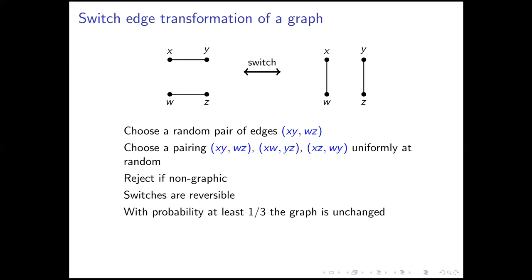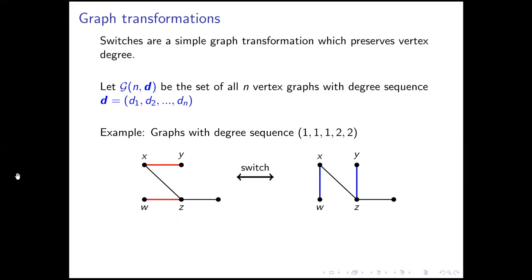If the thing we get at the end is not a graph, if it has loops or multiple edges, then we reject the move. The thing to note is firstly that switches are reversible, because if we can switch from left to right, we can switch from right to left at the next move. And with probability at least a third, the graph is unchanged, because if we pick the original pair of edges, we've got the original graph back. So this means that the chain, as a Markov chain, will be aperiodic.